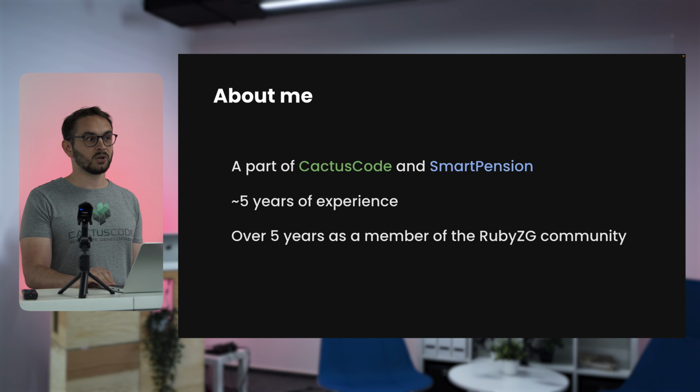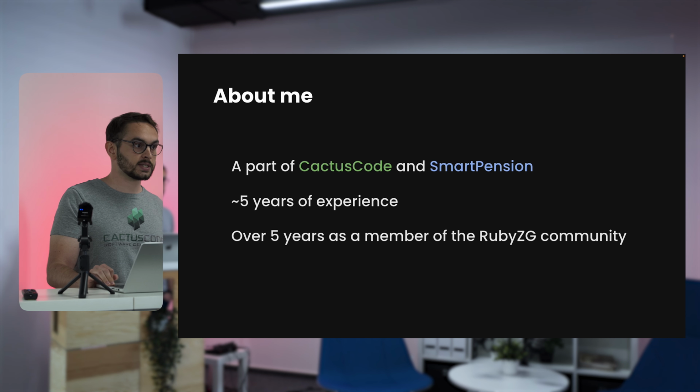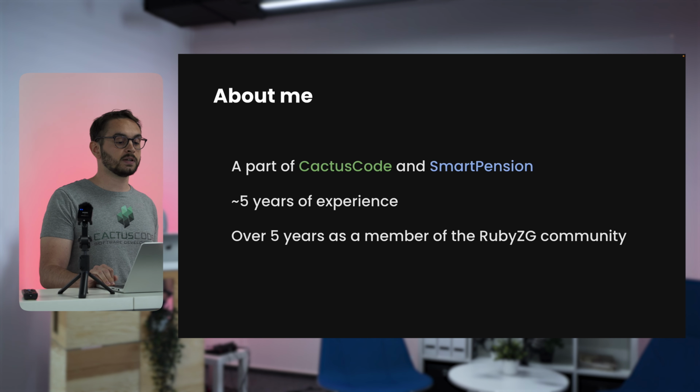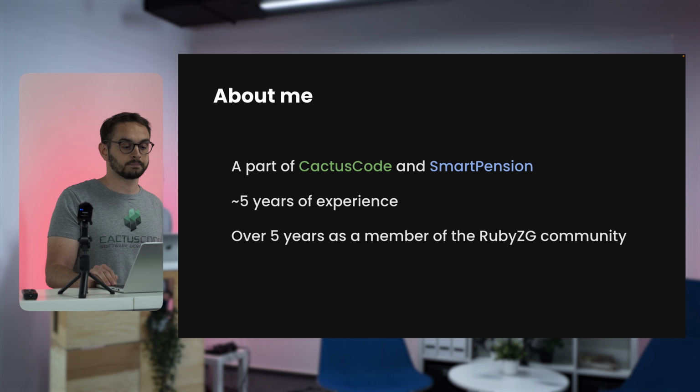So I would like to say a few words about myself. I'm a part of Cactus Code. Cactus Code is my brother's company that went from 1 to 35 people in 2.5 years and has even bigger plans for the next 2.5 years. I'm also a part of Smart Pension, which is a fintech company from the UK with a mission of transforming the pensions and investment system.